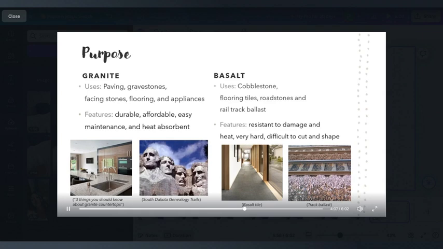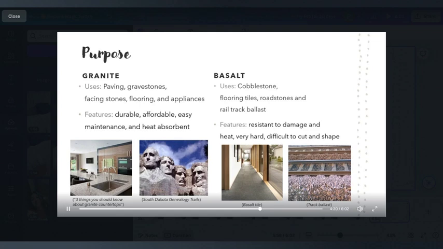Purpose. Granite is mainly used for construction material and as a decorative stone. You tend to see it in pavings, gravestones, facing stones, flooring, and appliances. Two examples are kitchen countertops and the Mount Rushmore Memorial.